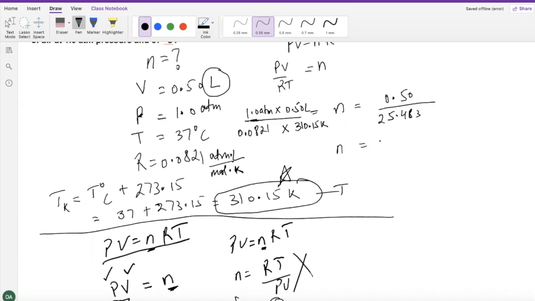Divided by 25.463, 0.0196. Anyone else also get that number? Yes, I got that too. Okay, great. So guys, that's your answer.